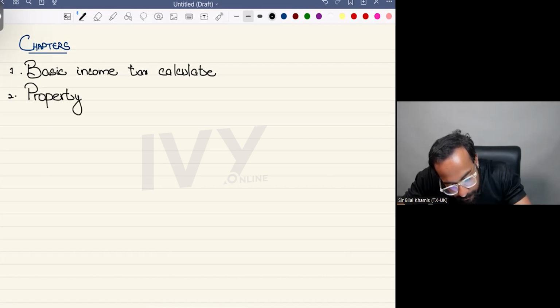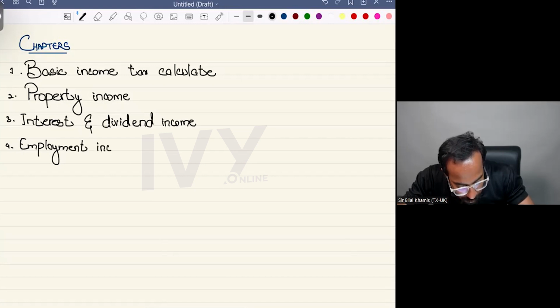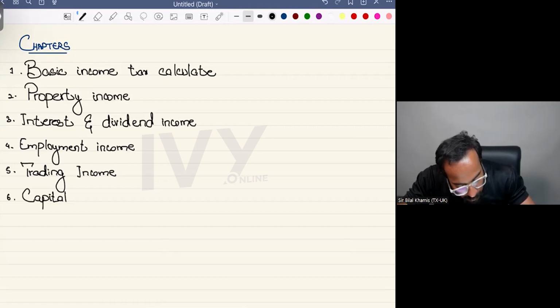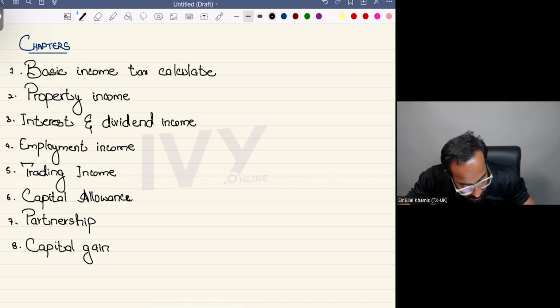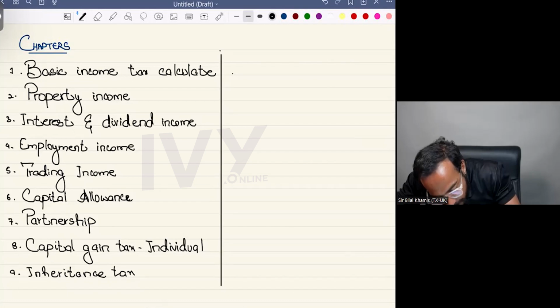Then you will have property income. Then interest and dividend income. Then employment income. Then trading income. Then capital allowance. Then partnership. Then capital gain tax for individual. Then inheritance tax. Then value added tax.